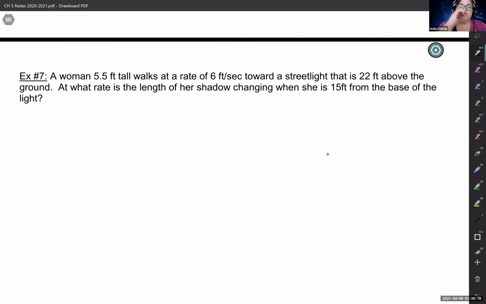I'll let you read the problem. You can give it a shot to draw this out. See which part you get stuck at, if you get stuck.